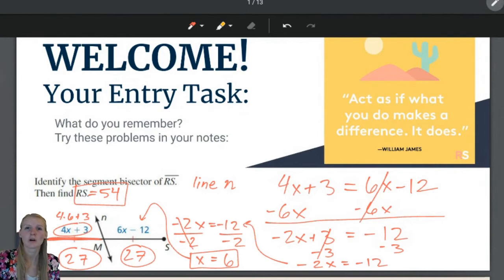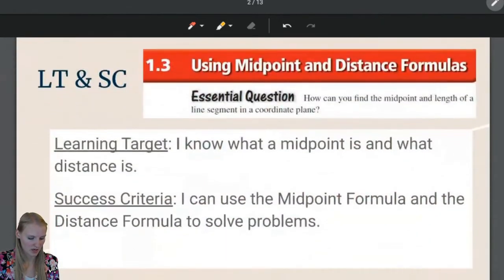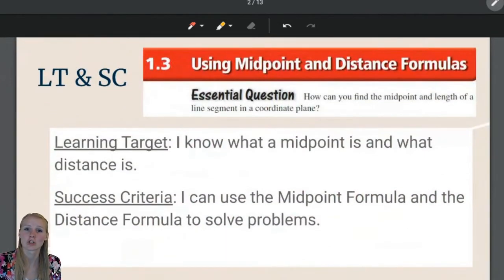But now, we're going to move on to what we have for today, which is the second half of section 1.3. We learned all about midpoints in the last video. Now we're going to learn about the midpoint formula and the distance formula.